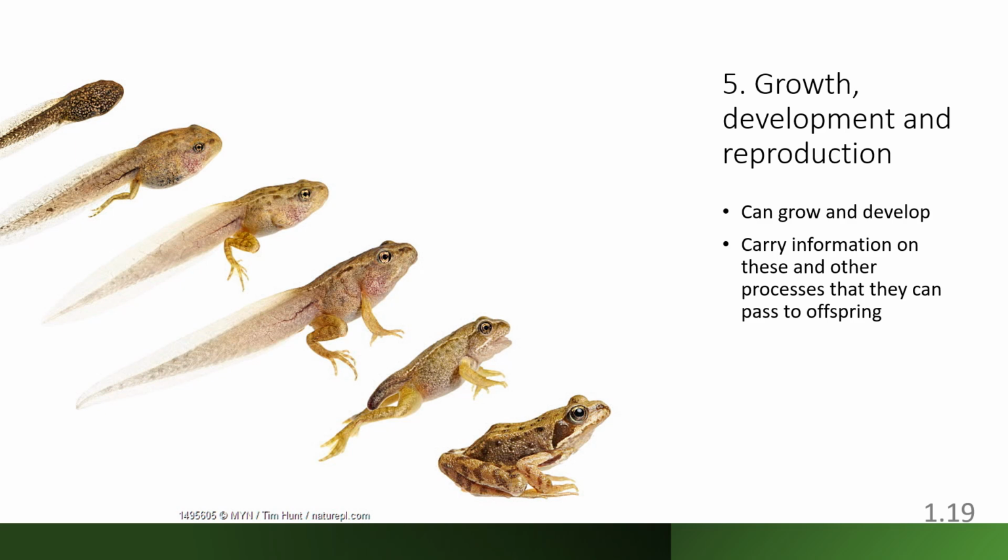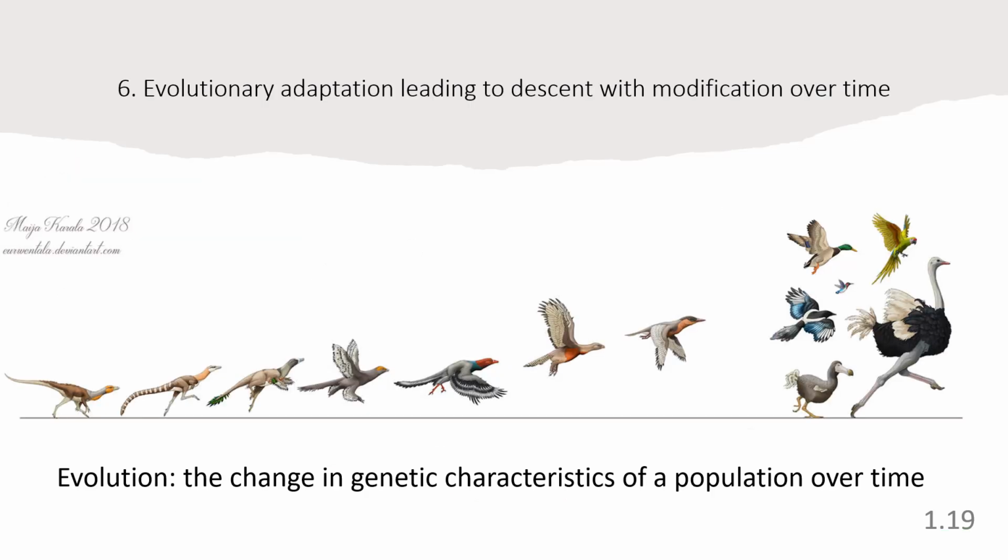Organisms can not only grow and develop, but they also reproduce and pass information relating to these processes to their offspring. And finally, living things evolve. They can adapt and change over time.